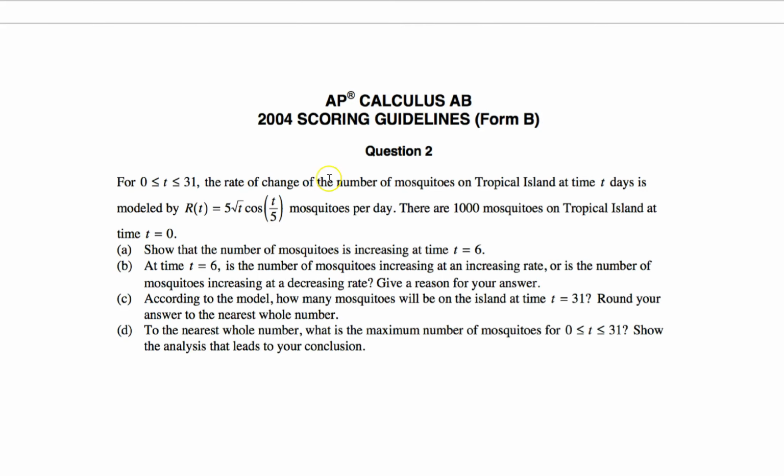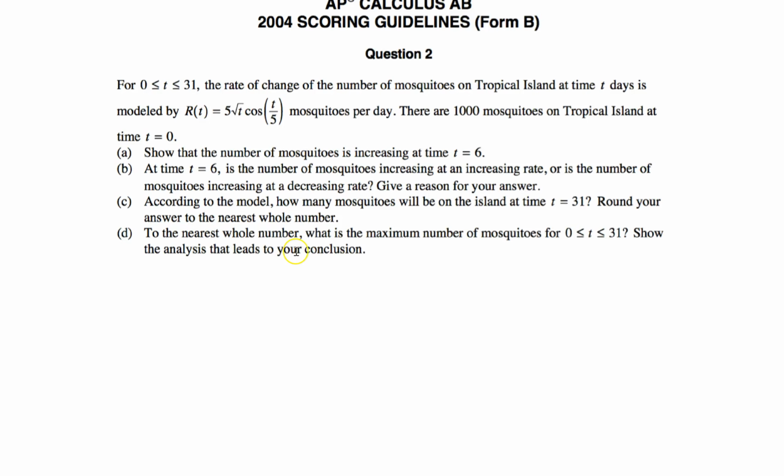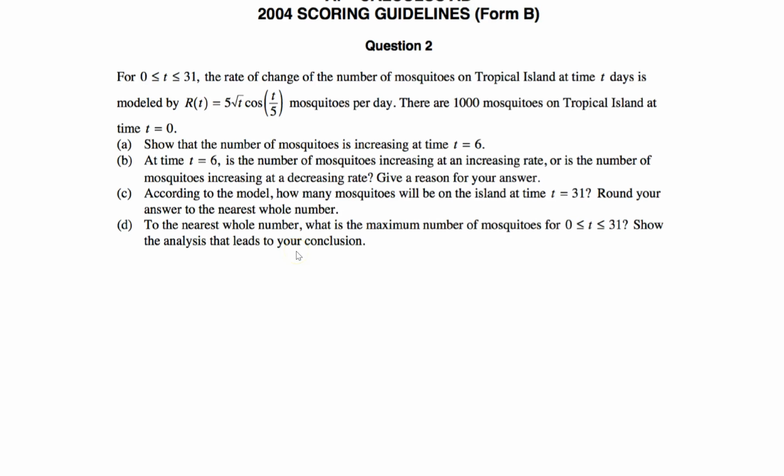This is the first one. This one actually only has one equation here. The rate of change of the number of mosquitoes on a tropical island at time t days is multiplied by this. So that's, again, the number of mosquitoes. You want to keep in mind what the rate is. There are 1,000 mosquitoes on a tropical island at time 0. So it's my initial value. Show the number of mosquitoes is increasing at time 6.